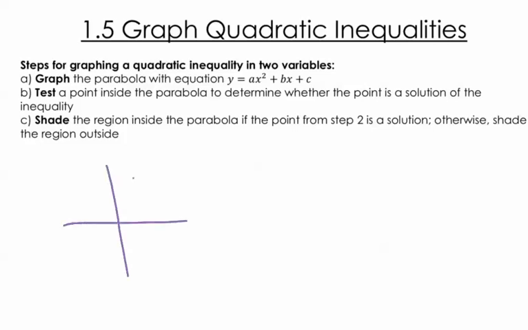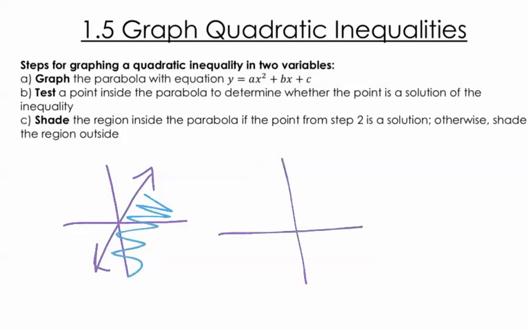graphed a line, and then you would have to shade, either below that, or sometimes you had a dotted line, and you would shade above the line. So it's the same idea, except now we're going to be graphing parabolas.